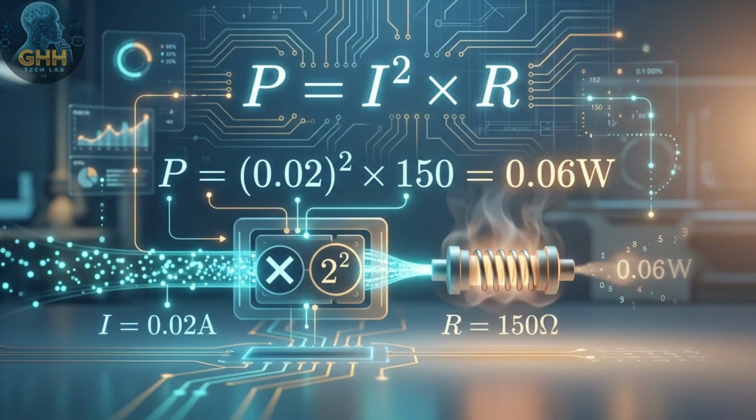Finally, always double-check the power dissipation. Using P equals I squared R, our resistor only consumes 0.06 watts of energy as heat. This means a standard quarter watt or 0.25 W hobby resistor is perfectly safe and won't overheat.